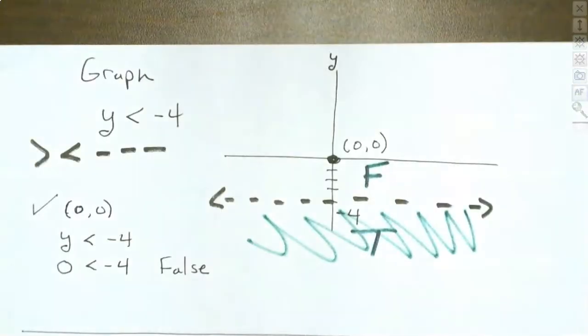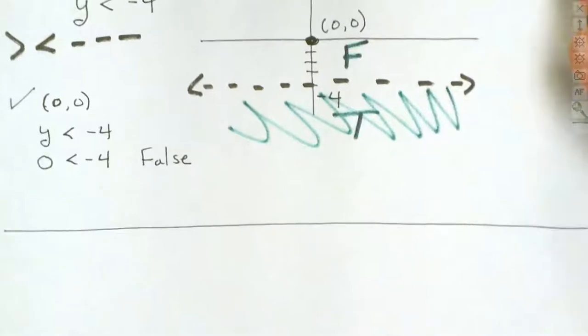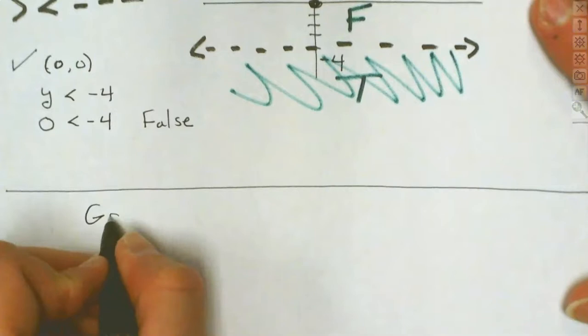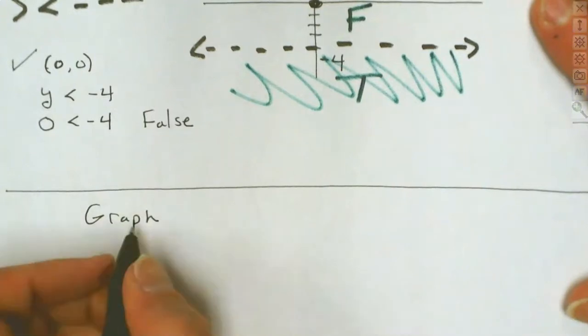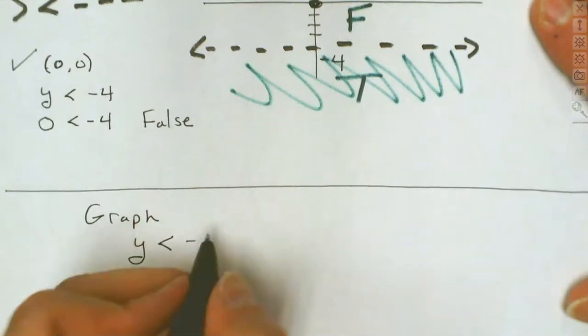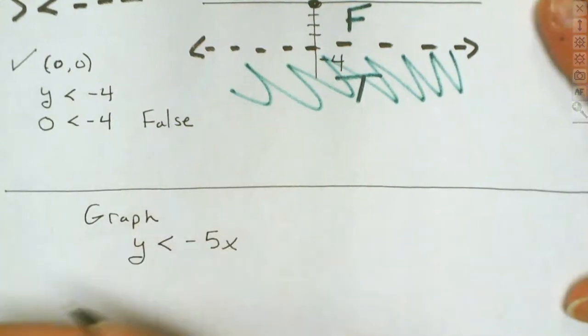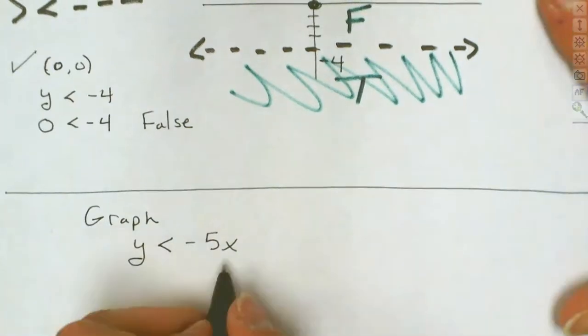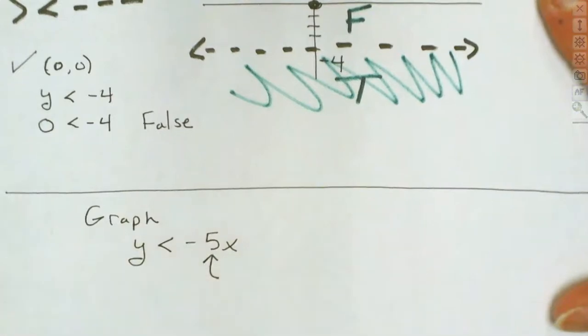Enough time to do a couple more examples. Let's try and graph this one. Let's try and graph y is less than negative 5x. So y is less than negative 5x. Okay, so we need to graph this one. Where do we start at? Well, what does this negative 5 represent? That's your slope.